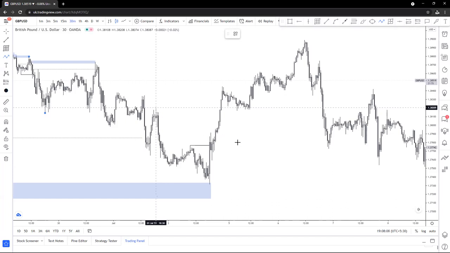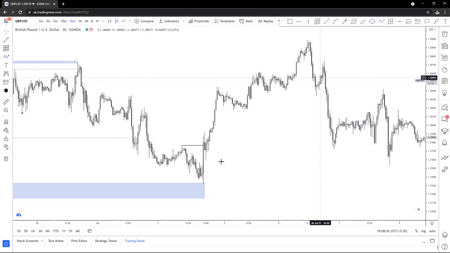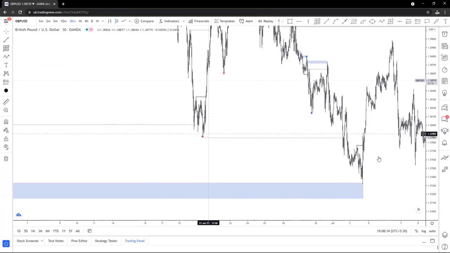Can you continue with the bullish intent after this, like on this candle? Yeah, so this is what happened on the 30 minute time frame. Now, you see, external range liquidity has been taken out.